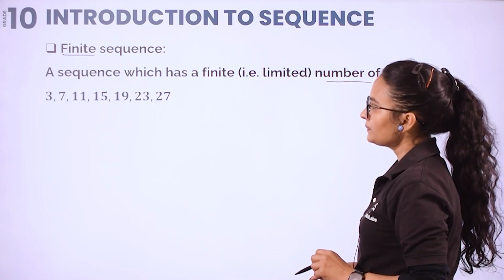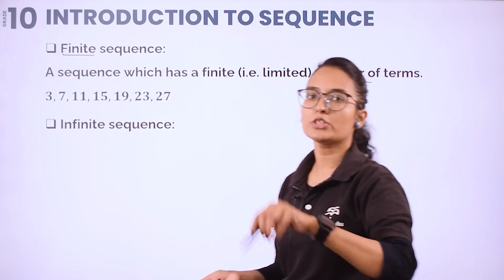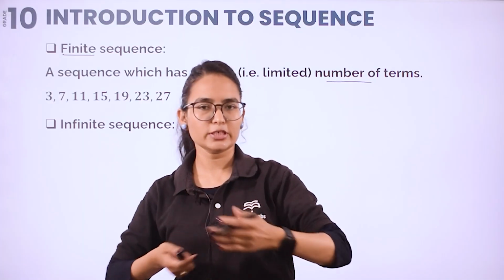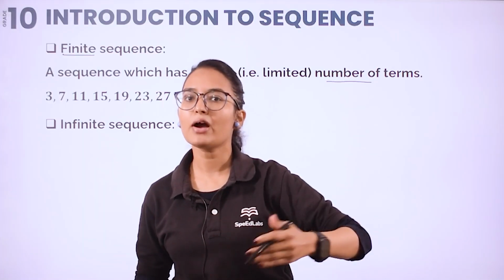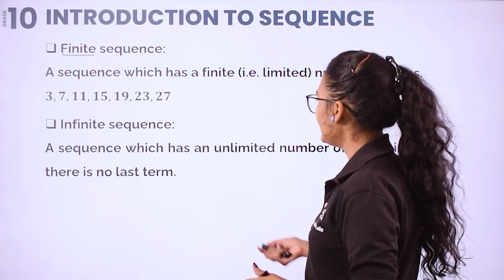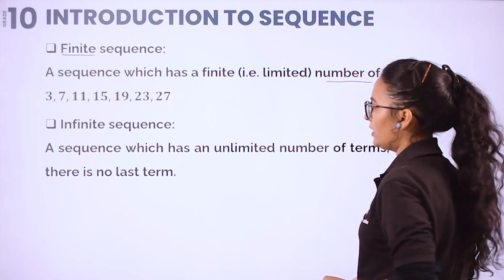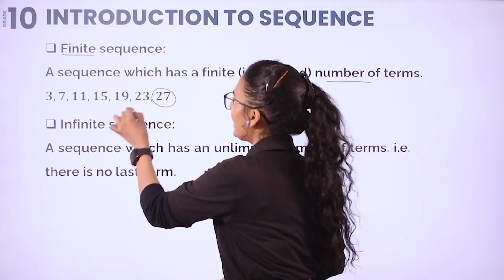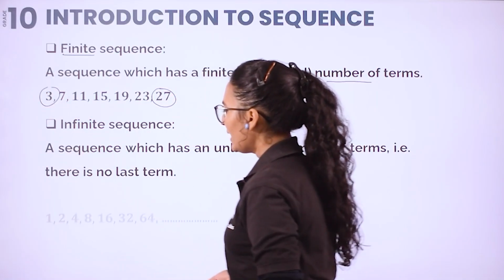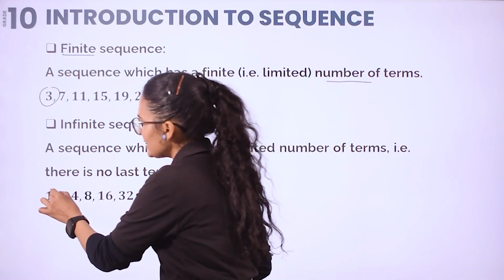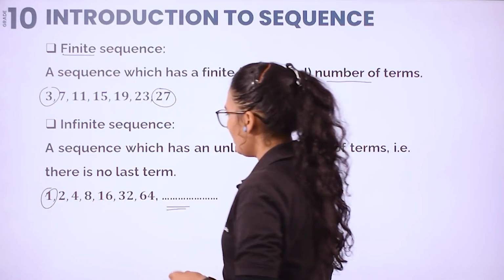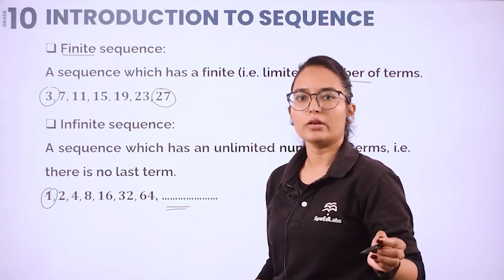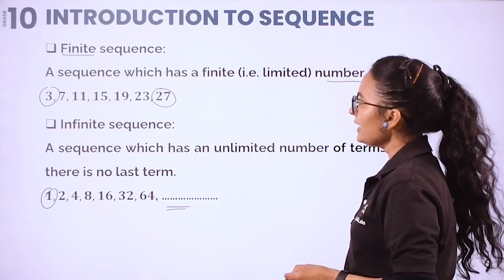Infinite sequence. Let us see. Of course, the opposite of finite. The word infinite means which has no end, right? So there will be an infinite number of terms in an infinite sequence. So unlimited number of terms. Unlimited means infinite. There is no last term. Here I can see the last term. I can see the first term. But in this sequence, I will always see the first term. There is no last term visible to me. I don't know what the last term is. It is going on, right? Next.